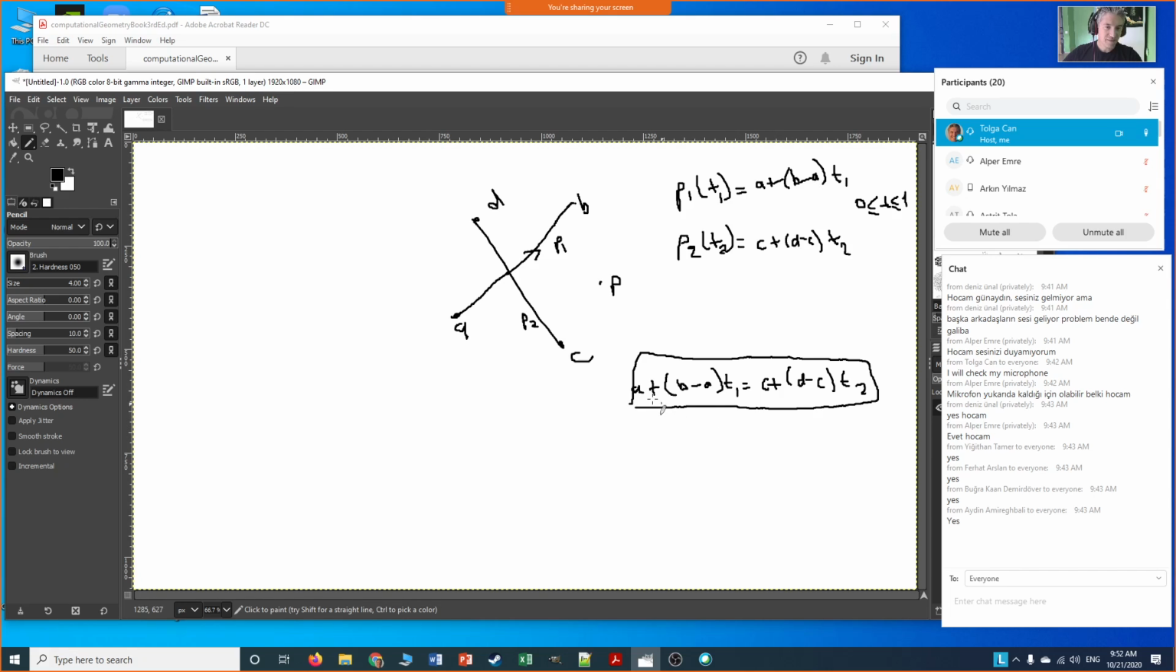Yeah, it's actually two equations, not one equation. Actually, we have two. That's correct, because these are vectors. So AX plus (BX minus AX) T1 makes it a single scalar equation.